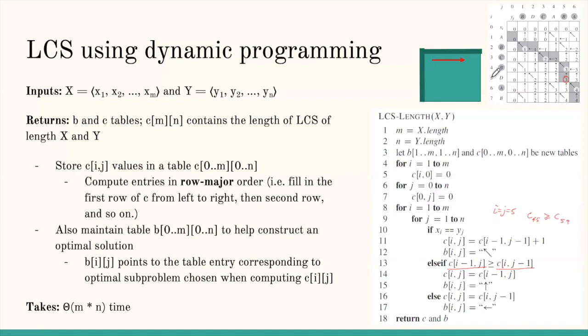So C45 will be this number here, 3, because C45 is more than or equal to 3, which is more than or equal to C54, which is 2. So this is one of the cases where what we want to do is go up to the next step, or go look for the next character in our sequence X.